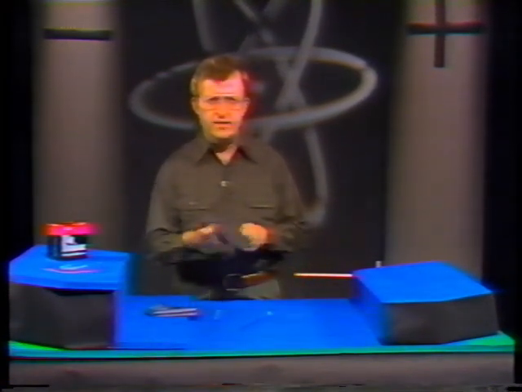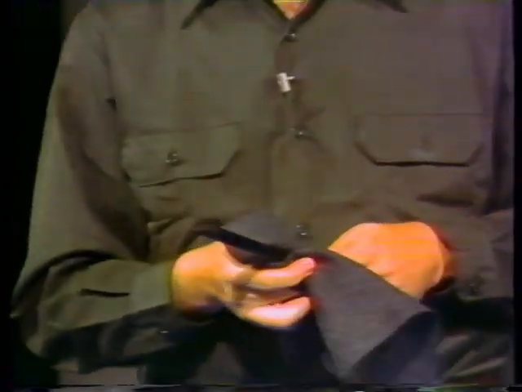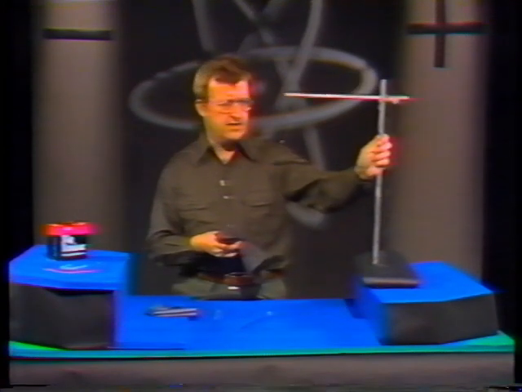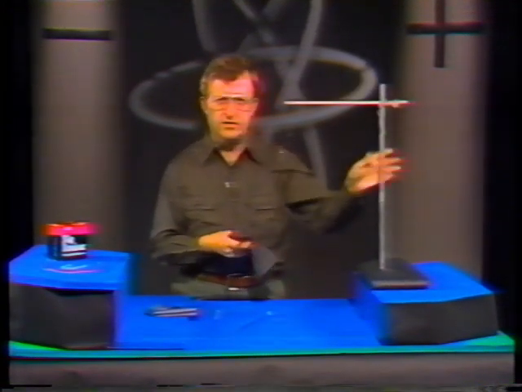Now, let's use the woolen cloth, this time with the rubber rod, and repeat the procedure. Rubbing the woolen cloth against the rod transfers electrons from the wool to the rubber, in this case giving us a negatively charged rod and positively charged wool. Okay, now these charged rods can show us something about the behavior of opposite charges.